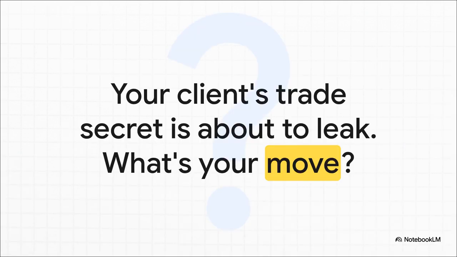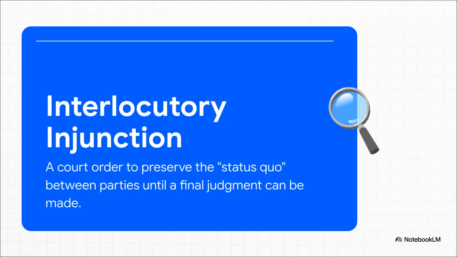Picture this classic bar exam scenario, right? The damage is imminent, money is not going to fix it, and the clock is ticking. What's your move? It's an interlocutory injunction. You have to convince the court to hit that judicial pause button, and you have to do it fast. So, this is the remedy we're mastering today.